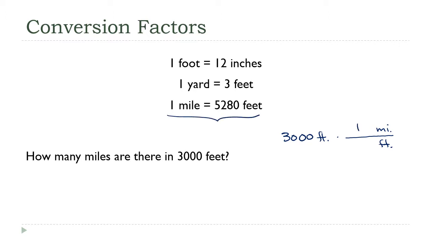There's 1 mile, 5,280 feet. And if you get your calculator out and do 3,000 divided by 5,280, you get 0.568. And look at what the units do. The feet cancel, and all that's left is miles. Right? And there's my result. There's 0.568 miles in 3,000 feet.